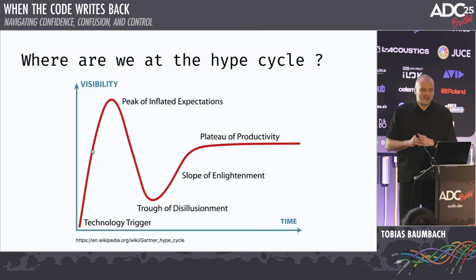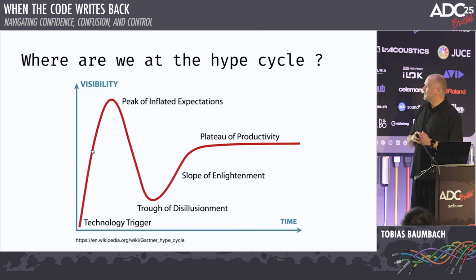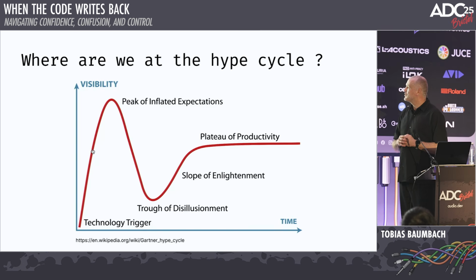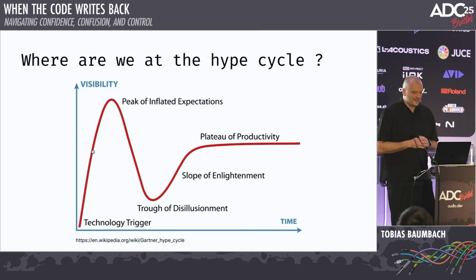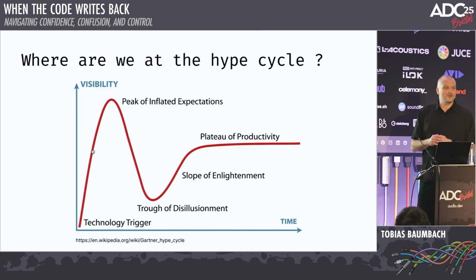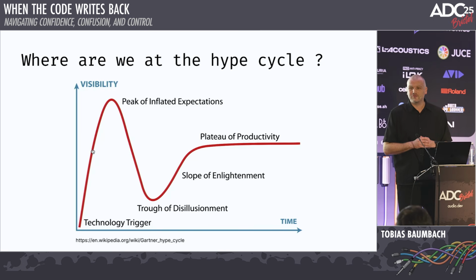I hope that I'm already through the valley of disillusionment, and I'm slowly climbing up the slope of enlightenment. I think it's a relatively new technology, and we all need to learn how to use these kinds of tools. I see a lot of potential there, but I'm pretty sure we haven't reached the plateau of productivity yet. All the research I'm reading says that individual developers feel more productive using coding agents, but when you look at the organizational level, the gains are not there yet.